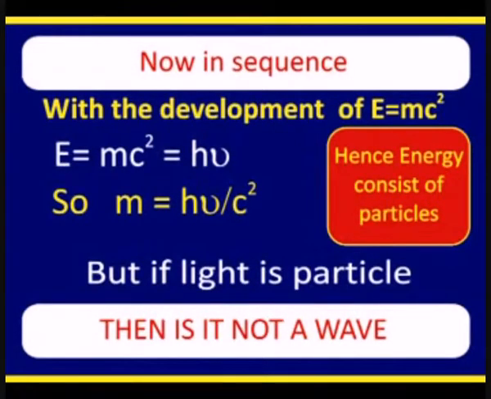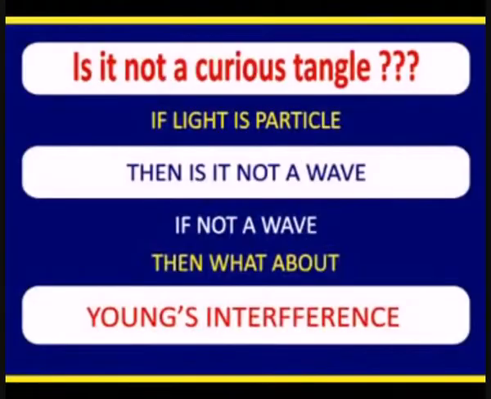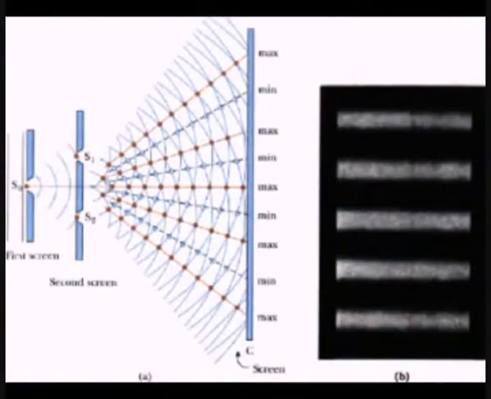Yes. Then what about light? It is energy, and therefore if light is a particle, then is it not a wave? It's a very curious conflict. If it is a particle, is it not a wave? If not a wave, then what about Young's interference? So again, if light is a particle, is it not a wave? If it is a wave, then is it not a particle? But we cannot now say that it is not a particle. Then the question arises, is it not a wave?